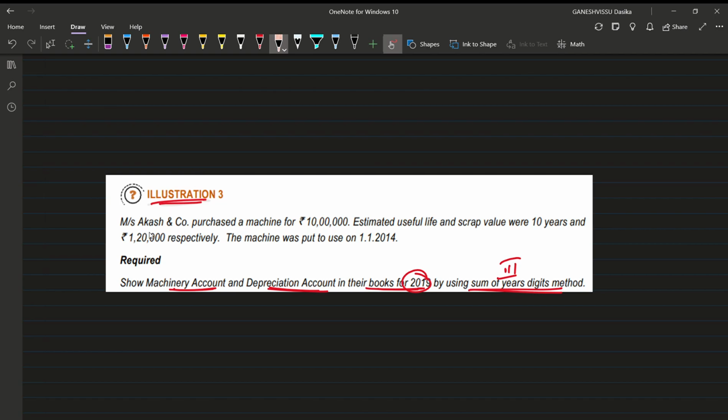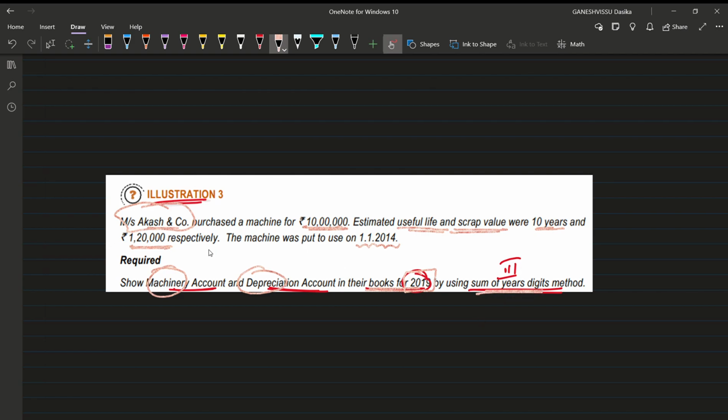Mrs. Akash and Company purchased a machinery for rupees 10 lakhs. The estimated useful life and scrap value are 10 years and 1,20,000 respectively. The machine was put to use on 1/1/2014. We need to show the machinery account and depreciation account in the books of Mrs. Akash and Company for 2019 using the sum of years of digits method.